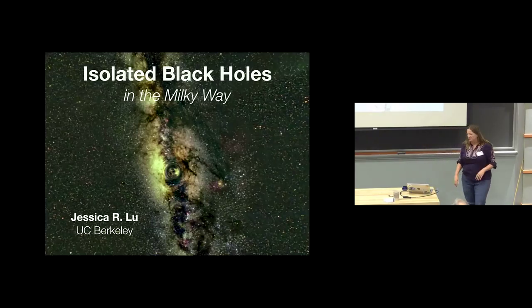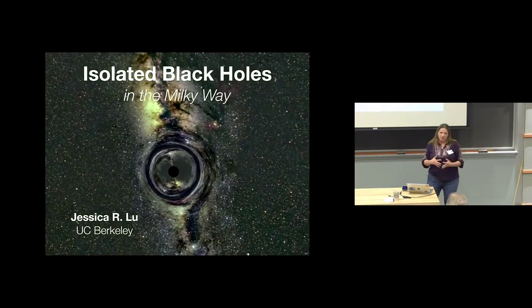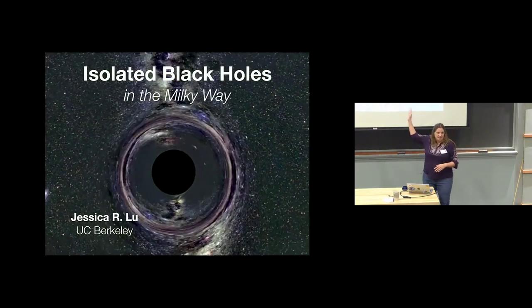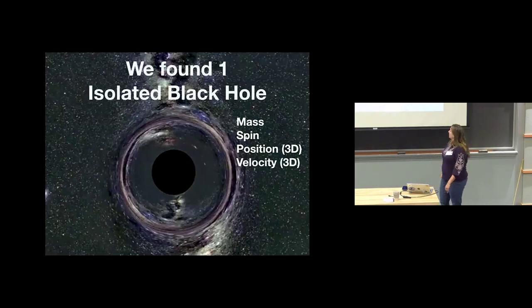Isolated black holes in the Milky Way are relatively simple creatures, at least at first glance, right? You're going to see how we're going to find them from this picture right now. Don't worry, we don't find black holes this close to the Milky Way. The basic properties of black holes: they have a mass, they have a spin. We're astrophysicists, so they have a 3D position and a 3D velocity that we care about, right? If we want to study and understand black holes, we have to find them. And we have now. We've found one isolated black hole. And so my talk is done.